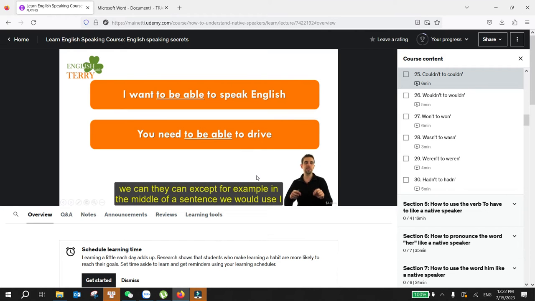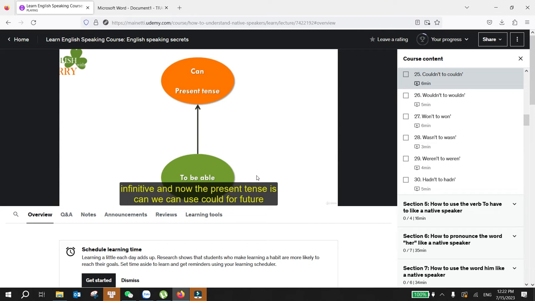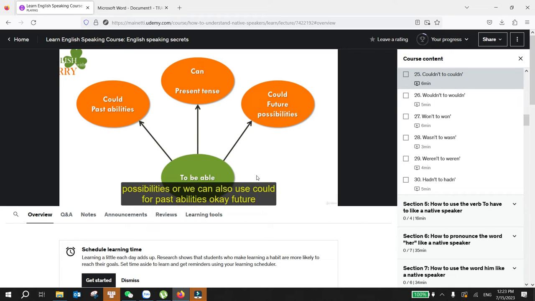For example, in the middle of a sentence, we would use I want to be able to speak English. Or you need to be able to drive. This is how we can use the infinitive of to be able in the middle of a sentence. If here, for example, you want to say I want to can speak English, is completely incorrect. It's a normal little mistake. Now, if we are clear that to be able is the infinitive, and now the present tense is can, we can use could for future possibilities, or we can also use could for past abilities.